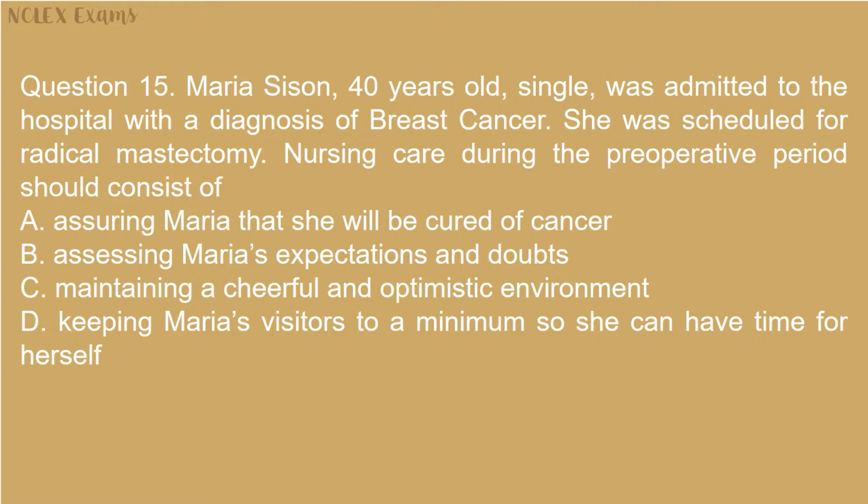Question 15. Maria Sison, 40 years old, single, was admitted to the hospital with the diagnosis of breast cancer. She was scheduled for radical mastectomy. Nursing care during the preoperative period should consist of A. Assuring Maria that she will be cured of cancer. B. Assessing Maria's expectations and doubts. C. Maintaining a cheerful and optimistic environment. D. Keeping Maria's visitors to a minimum so she can have time for herself.